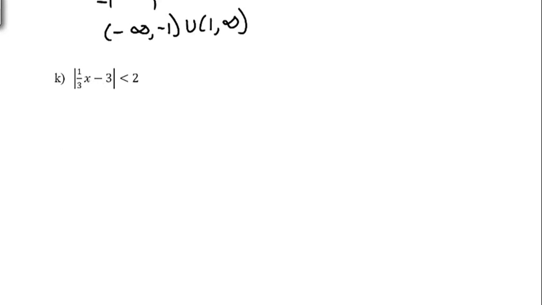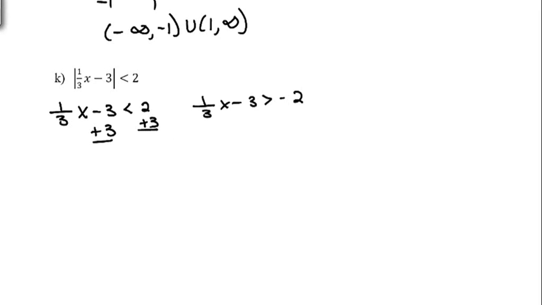Next one, we have the absolute value of 1/3 x minus 3 is less than 2. So we can set up our inequalities right away. 1/3 x minus 3 is less than 2, and 1/3 x minus 3 is greater than negative 2. Add 3 to both sides. We get 1/3 x is less than 5. And then multiply by 3. We get x is less than 15.